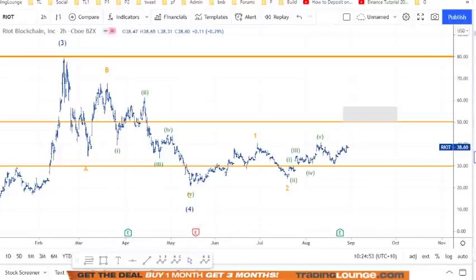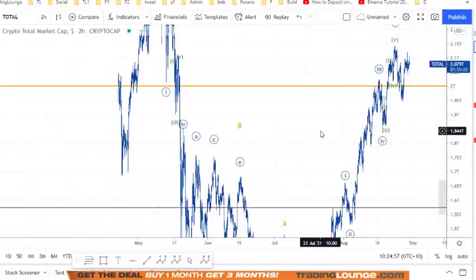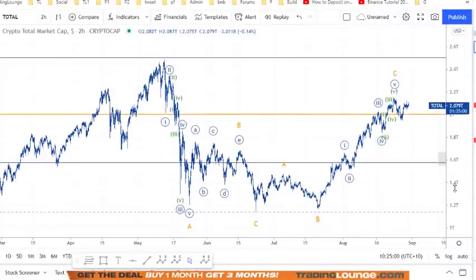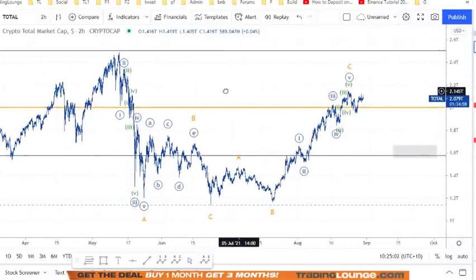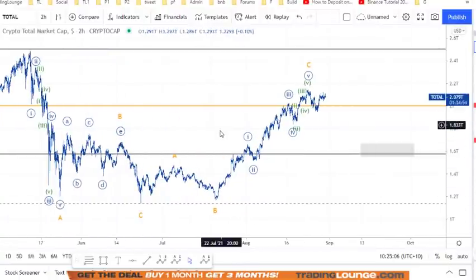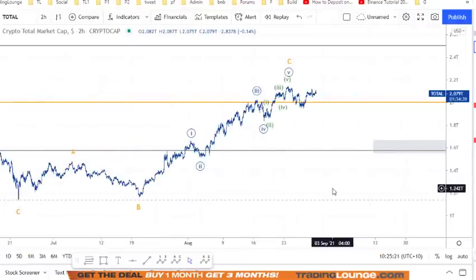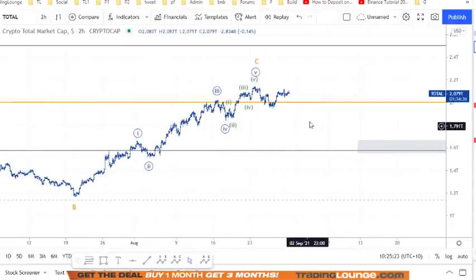So when we have a look at total, let's just bring total in. It's just a 2-hour chart here. So with totals, it's the same here as well. Now I could rearrange this. Once again, from this low here, we've got an A and a B and a C wave up here to the 50-60% mark, and looking up from B to C as 1, 2, 3, 4, 5. It all made sense and it kind of fitted in nicely.